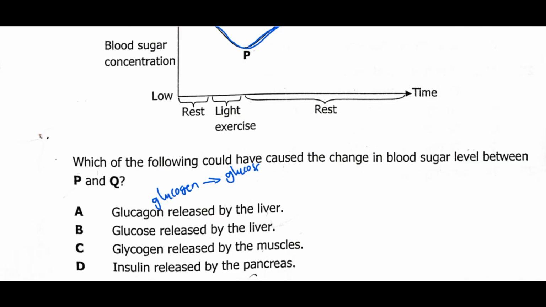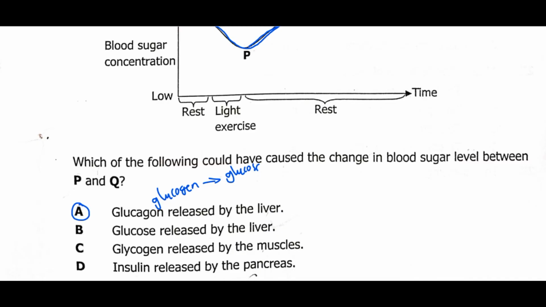Glycogen released by the muscles. Then D, insulin. So the insulin converts the glucose into glycogen. So the answer must be A, because whenever we have glucagon, we'll change the glycogen back to glucose so that we may have at least a higher concentration. Though C seems also to be an answer here.